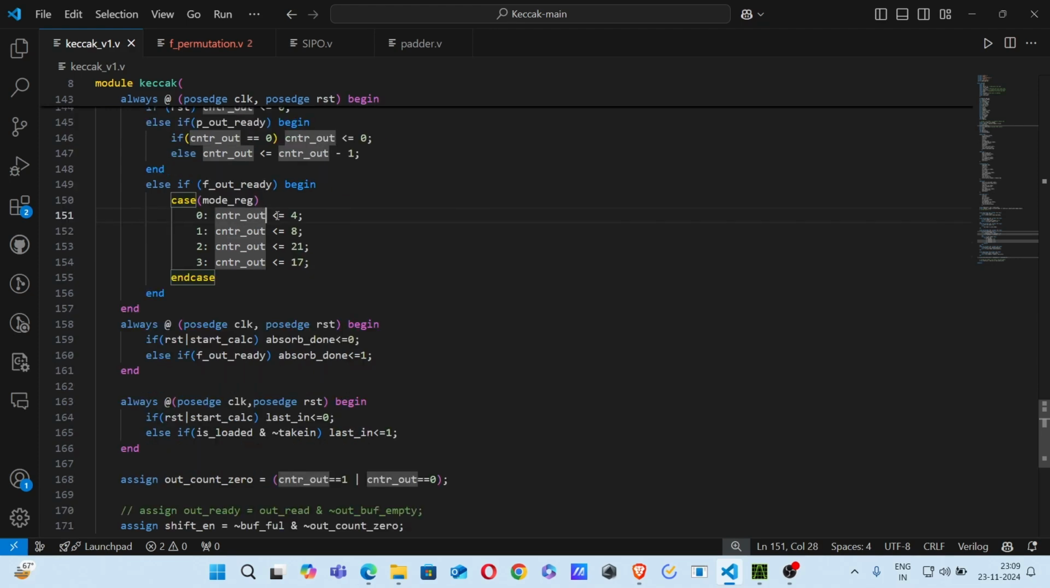So we load this depending on mode reg. 4, which is essentially SHA 256. So this 4 is obtained by dividing 256 by 64. So it has to shift out 4 cycles of 64 bits data. This 8 is for SHA 512 and this is for Shake 128 and this is for Shake 256.